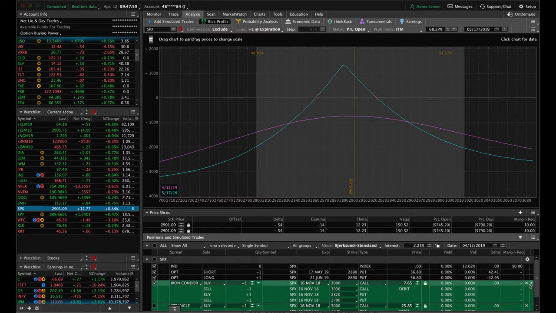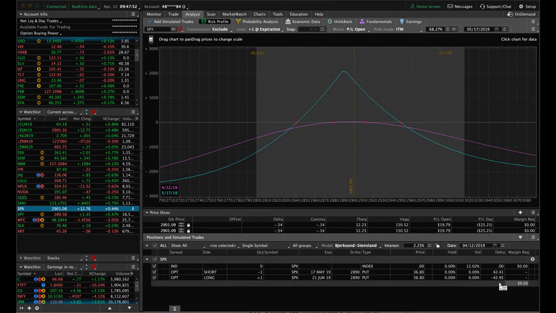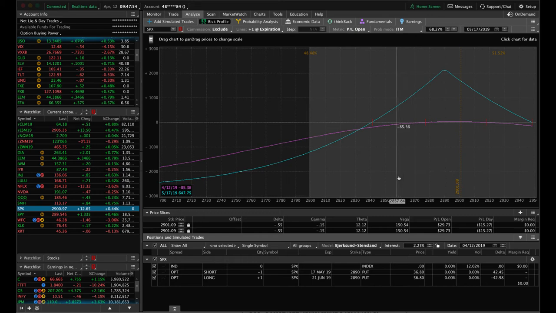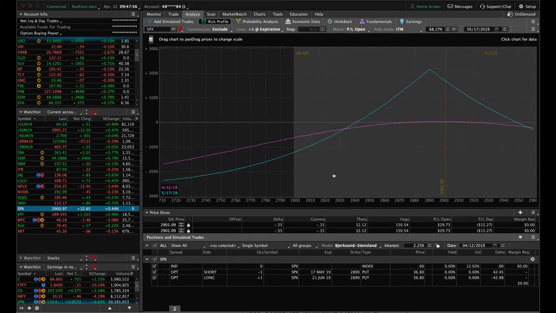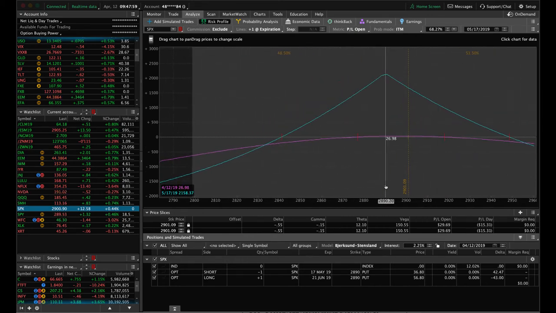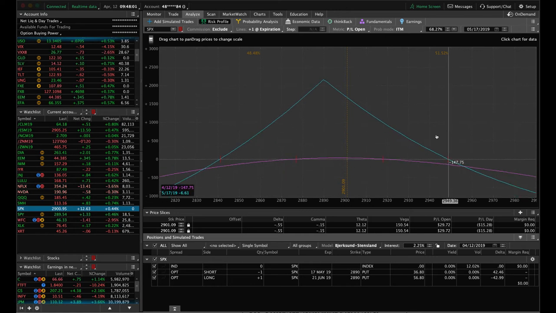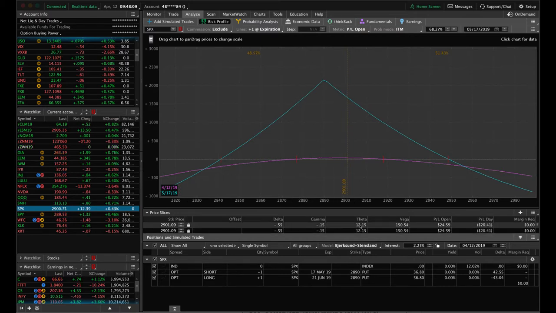And let's get rid of some of these theoreticals. So this is what the calendar looks like, okay? As you can see, it's a lower probability play. These break-evens are not as wide as, say, an iron condor or a strangle or anything like that, but it's a positive theta position. So we're collecting that positive theta time decay each day.